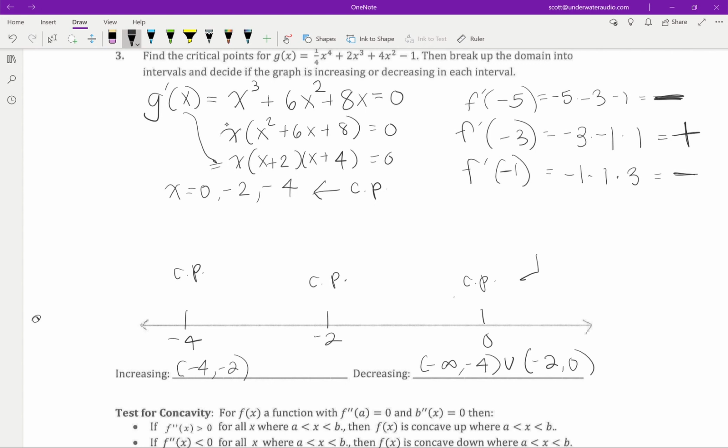This last one over here is a pretty big interval. I'm going to choose 1. That would be 1 times 3 times 5, which is positive, which tells me it's increasing. So I'll put that down here.